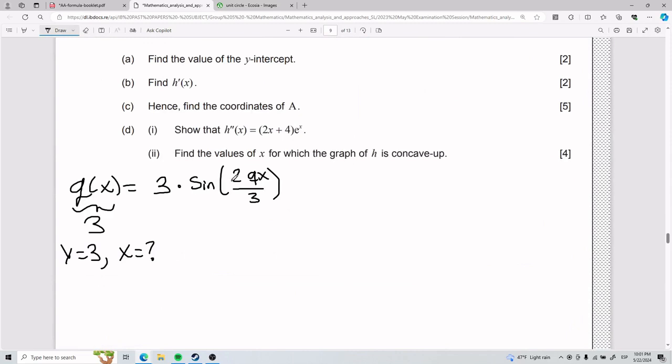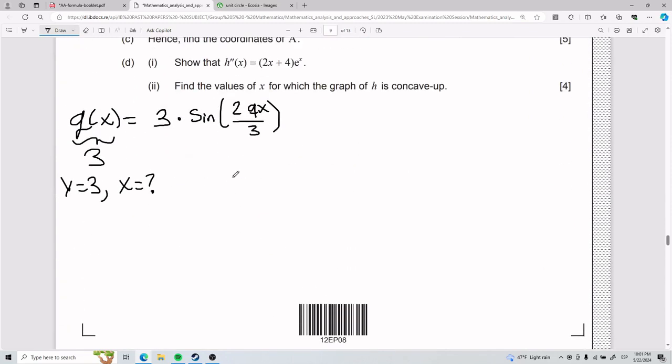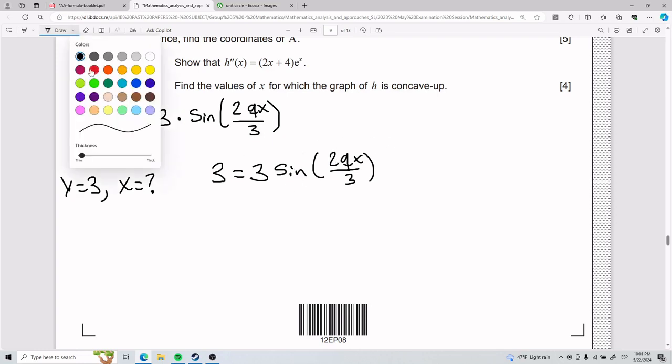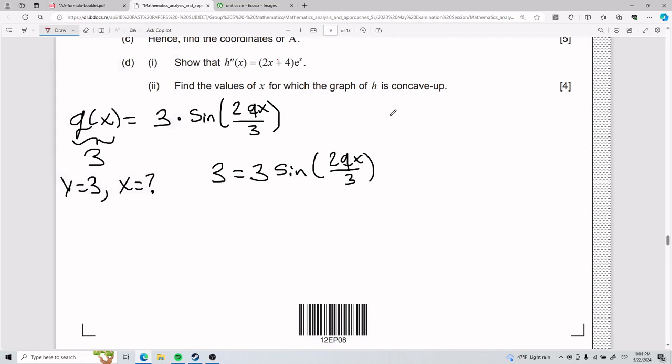So if you plug in 3 for y from here, you end up with 3 equals 3 sine of 2qx divided by 3, right? Now from here, you want to get your x value alone, or leave it in something a little more readable. So first things first, you can divide both sides by 3. You end up with 1 equals sine of (2qx, all of this divided by 3), right?